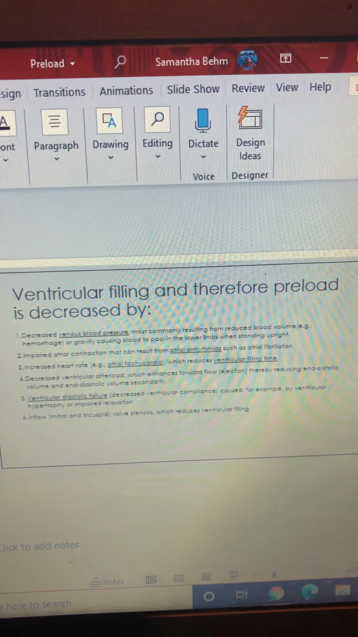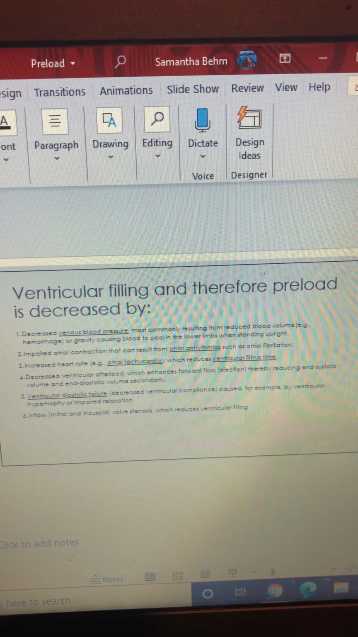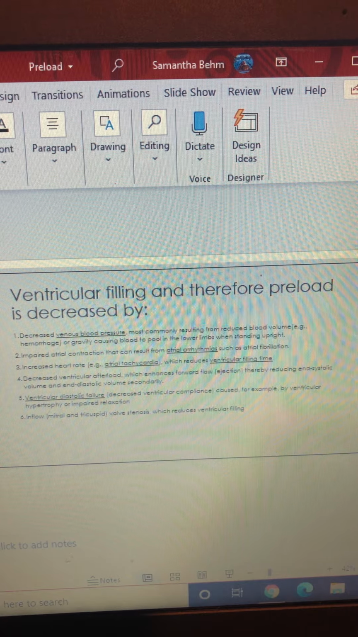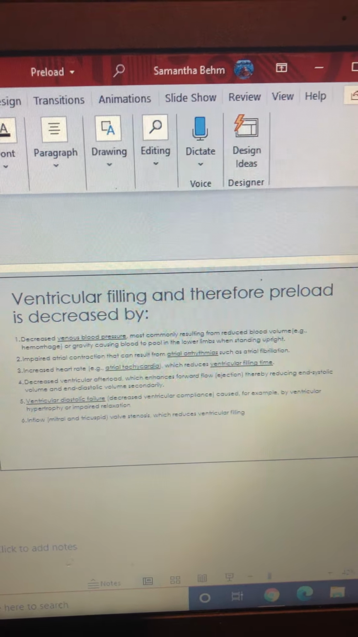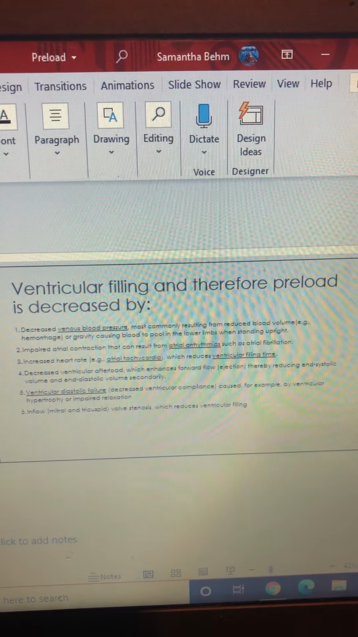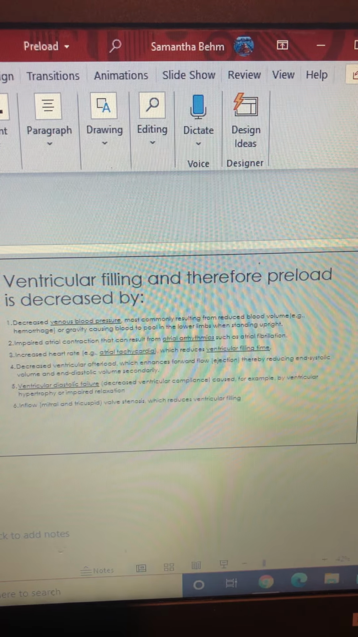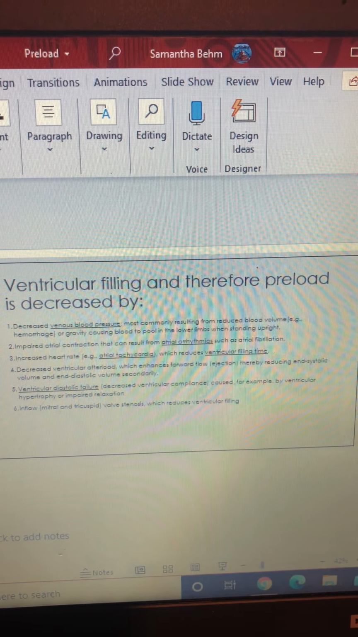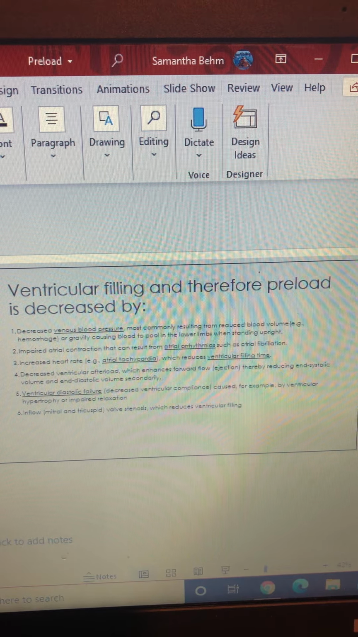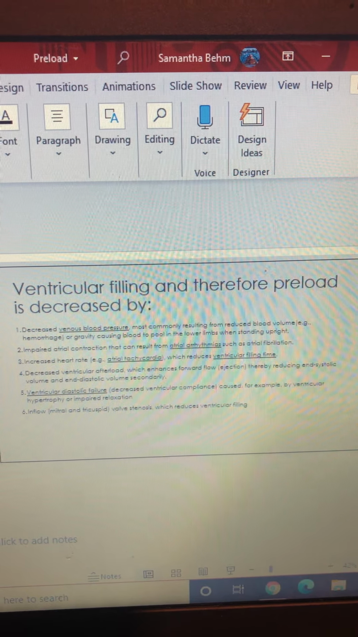Also, if you have a ventricular diastolic failure from ventricular hypertrophy or impaired relaxation, then you're going to have a decreased preload. Or if you have an inflow mitral or tricuspid valve stenosis, which is going to reduce ventricular filling, that is going to also decrease your preload.